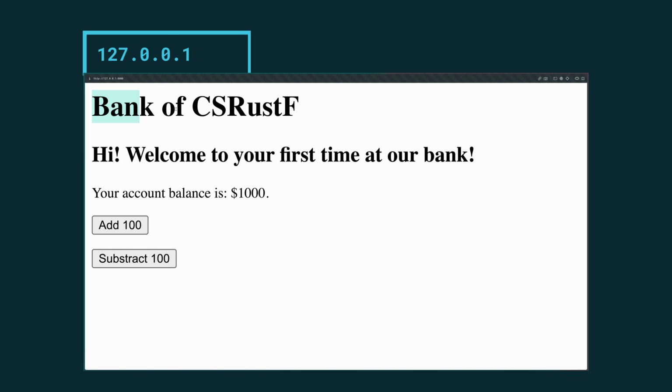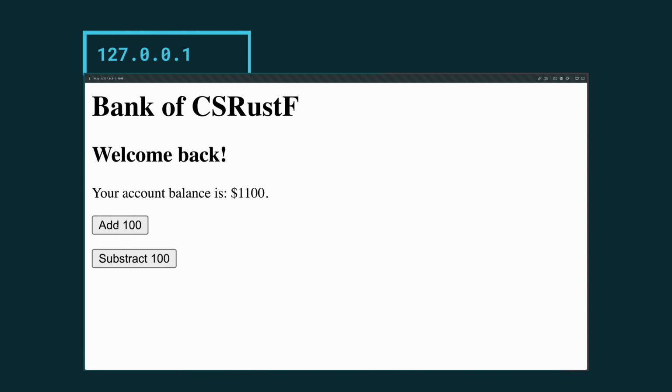I've built a small web app to demonstrate today's attack and protection mechanisms. Let's take a look. We get the bank of CSRF, and since it's the first time we open it, we get a nice greeting. Hi, welcome to your first time at our bank, and our account balance is $1,000 by default. And if we click the add button, you can see that we're no longer on our first time and that our account balance is increasing, and with subtract it is decreasing.